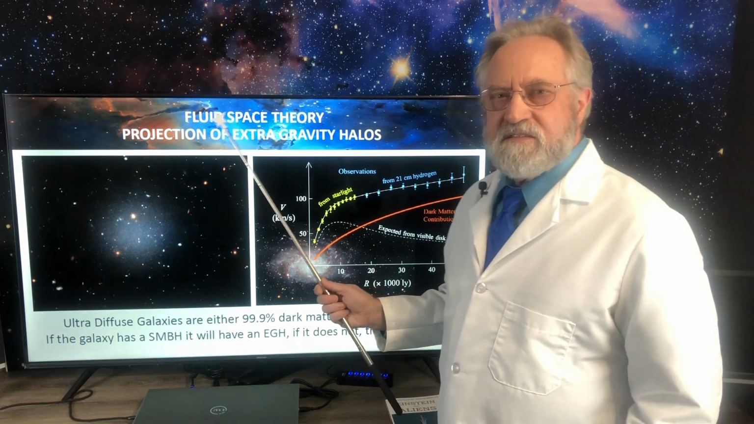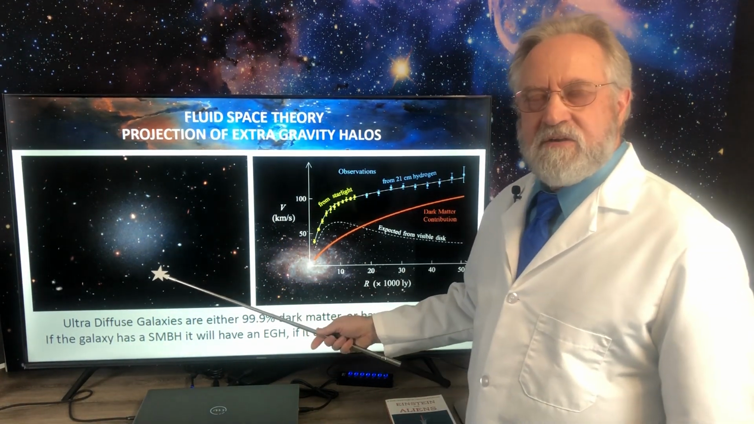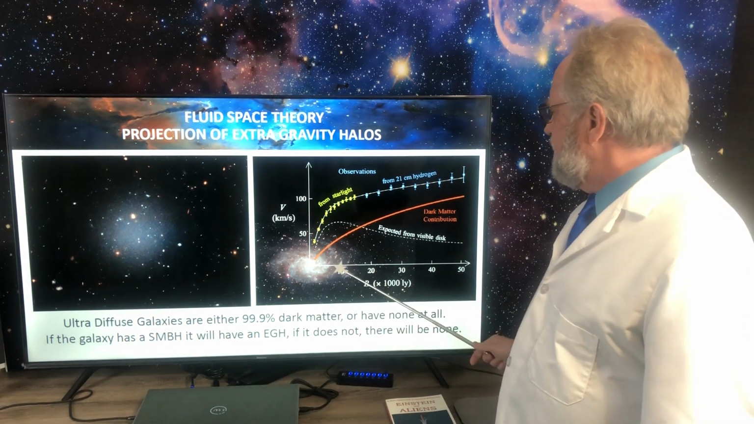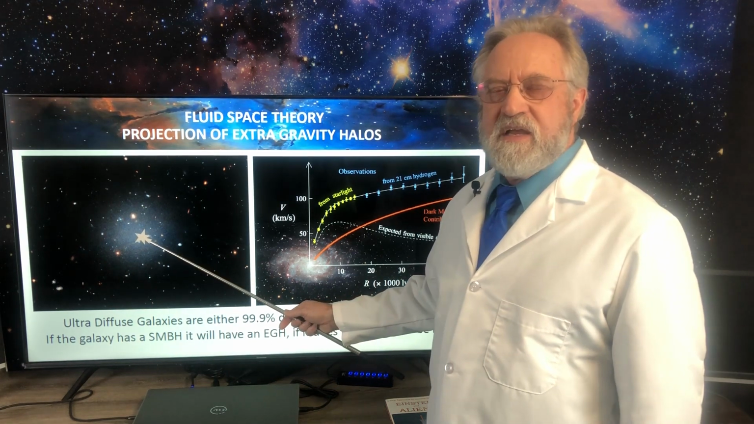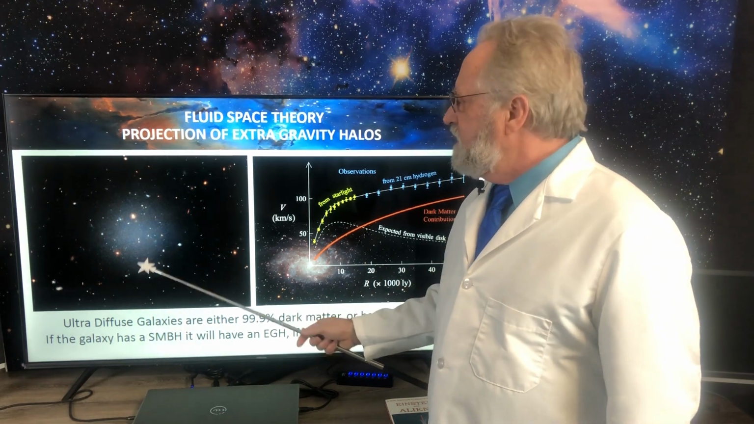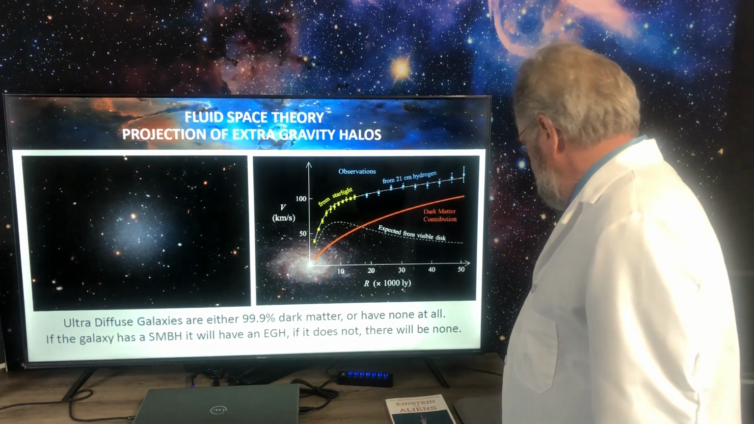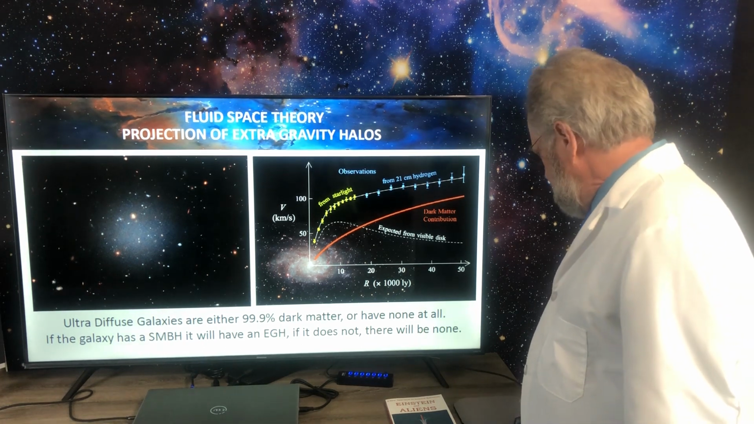So what fluid space theory tells us about this is that if there's a supermassive black hole at the heart of this dwarf galaxy, then it will be of the pure dark matter type. And if there is no black hole or a very small one, then it's going to obey according to Newton's laws. So fluid space theory passes the diffuse galaxy test.